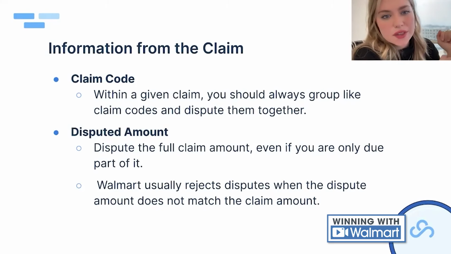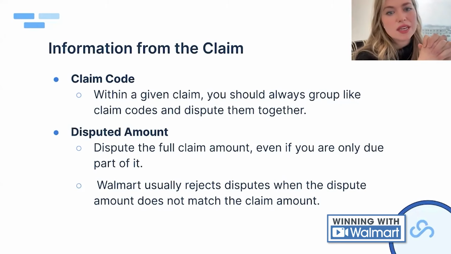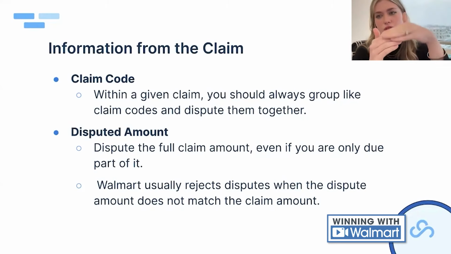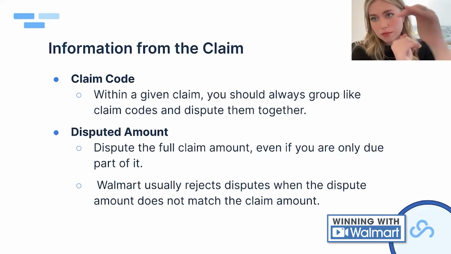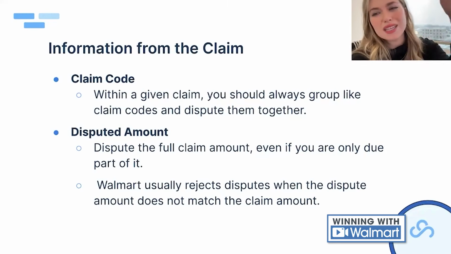Claim code. So this is going to be that deduction code that I've been talking about, code 2295, all of that stuff. Within a given claim, so that means typically it's going to be on like an invoice item. You're going to want to group like claim codes together and dispute them together.